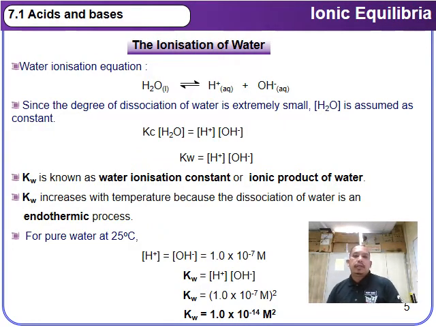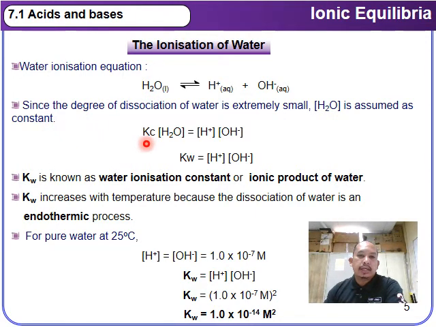Right. About water, the ionization of water. Water, H2O liquid, partially dissociates to form H+ aqueous and OH- aqueous. Since it is partially dissociated, the degree of dissociation of water is extremely small. So the H2O concentration is assumed to be constant.